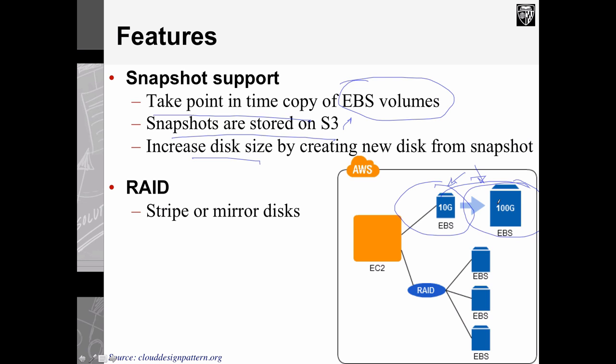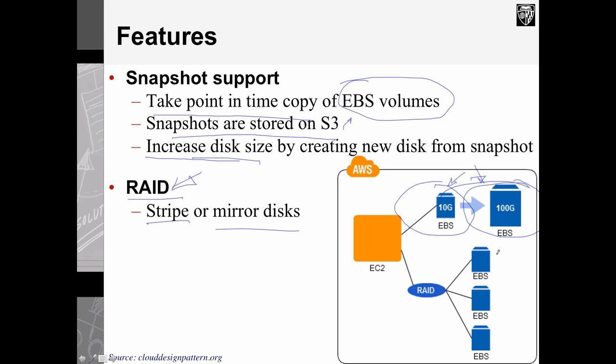And then the host can start using the new volume. So this snapshot is the best way of increasing the disk size of our EBS volumes. In addition, we can also use the RAID methodology that we learned in the previous section. So we can stripe or mirror disks that are provisioned to EC2 instances.